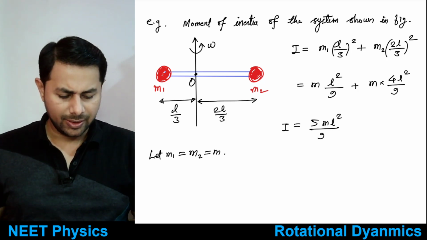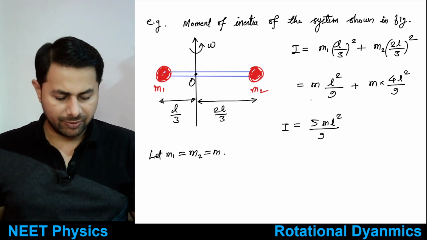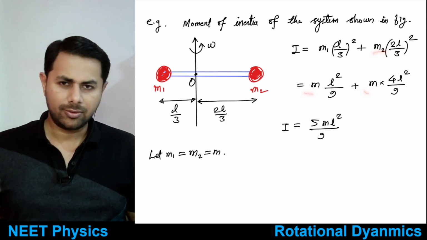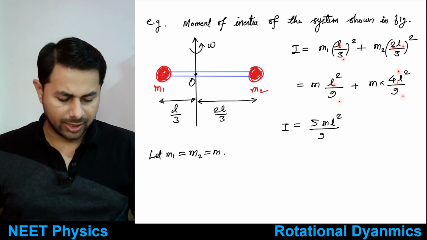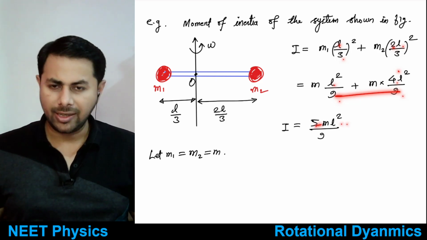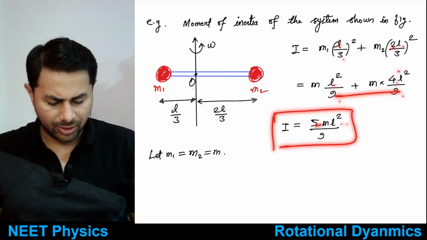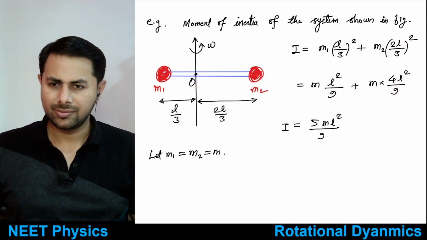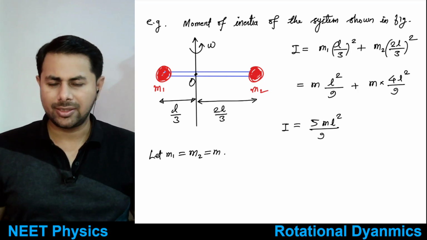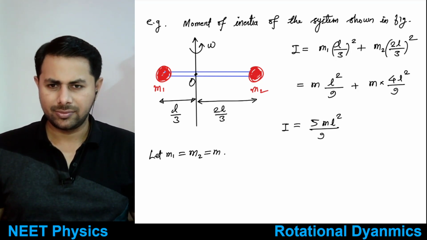That's very simple. Suppose m1 is equal to m, and m2 is also equal to m, the two masses are equal. Then you substitute: (L by 3) square is L square by 9, (2L by 3) square is 4L square by 9, and if you add it up you get 5mL square by 9. So this is the moment of inertia of this system, right? This is very simple. This is how we apply this formula. Okay, this is clear.